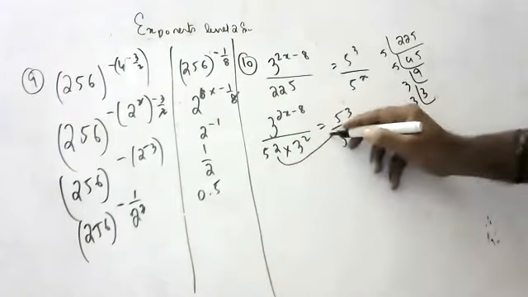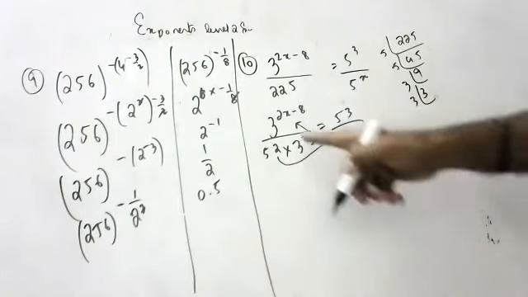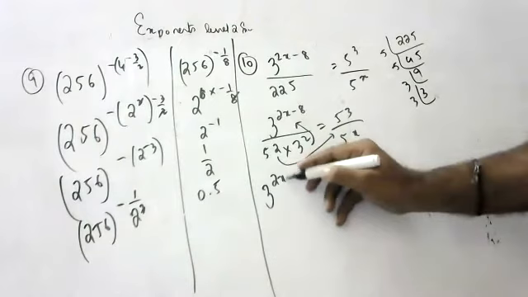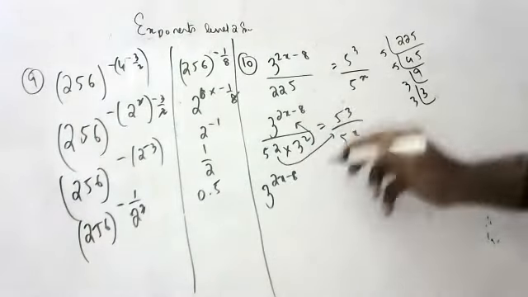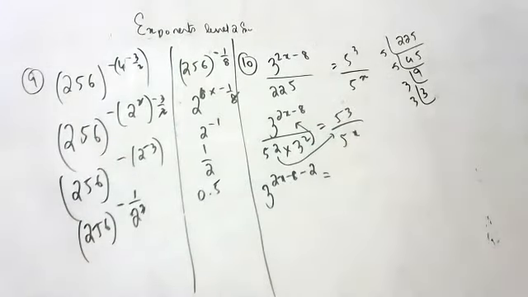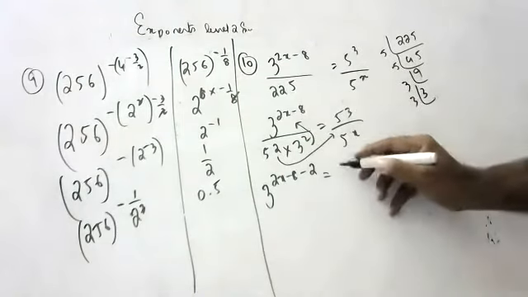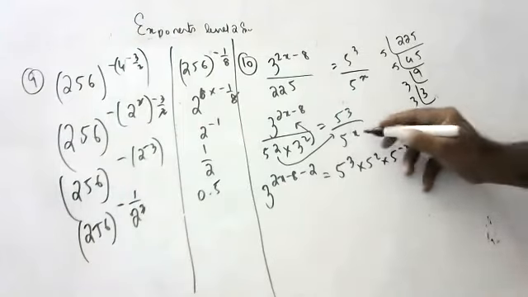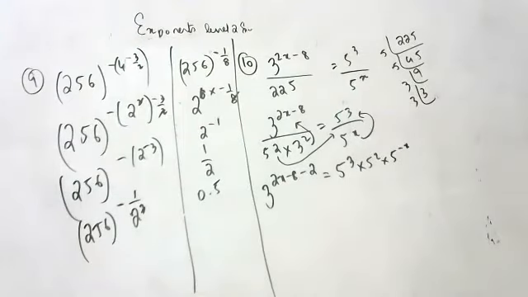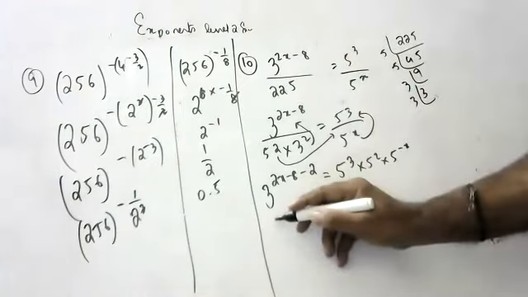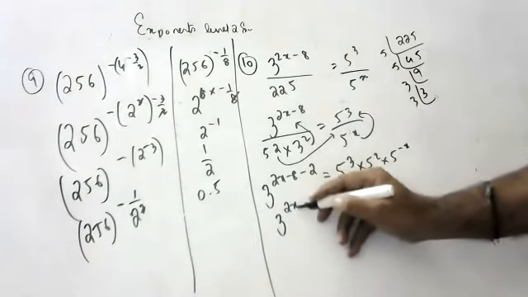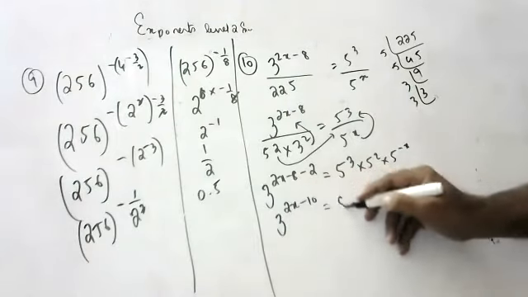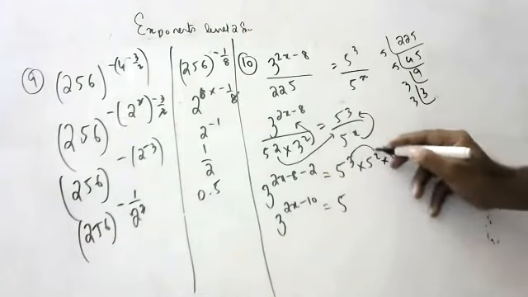Children, I will take the 5 here, the 3 here. So 3 to the power of 2x minus 8. If this plus 2 comes up, what happens, children? Minus 2. This 2, 5 to the power of 2 is going up. 5 to the power of 3 into 5 to the power of 2 into 5 to the power of minus x. If this is coming up, minus x will come. Try to understand, children. If this is coming up, 5 to the power of x will come. So this we can write as 3 to the power of 2x minus 10 is equal to 5 to the power of 3 plus 2 is 5, 5 minus x.